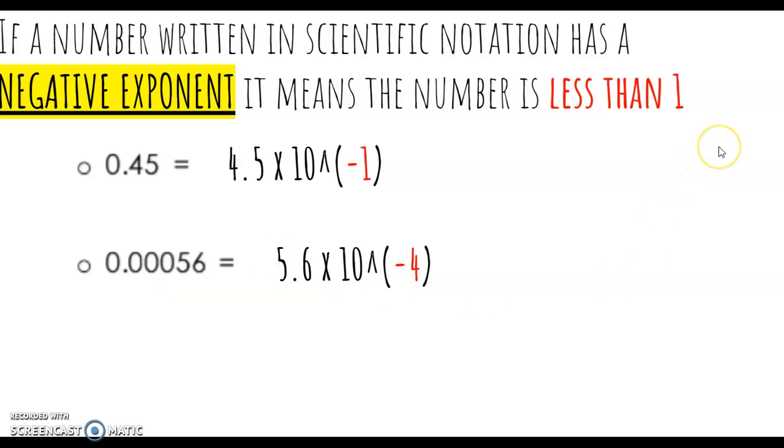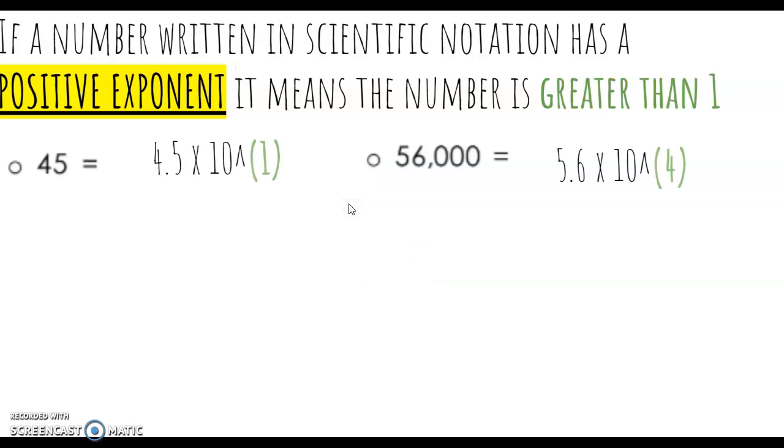So let's move on. If a number is written in scientific notation, so scientific notation is when a point something times 10 to the power of some number, okay? So when you see that times 10 to the power of some number, that's scientific notation. When it's a negative exponent, it means that the number is less than 1. So if you see a negative exponent, as you can see, 0.45 is less than 1 and 0.0056 is less than 1.